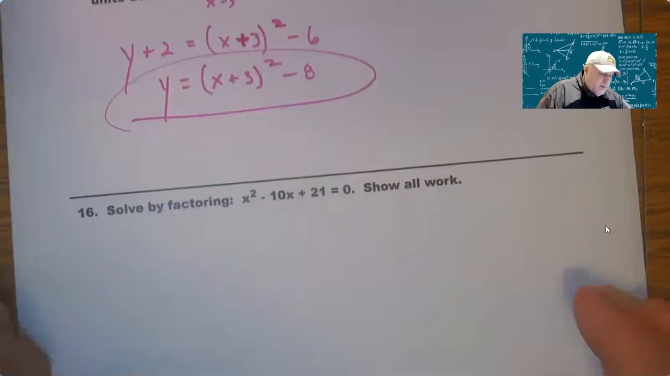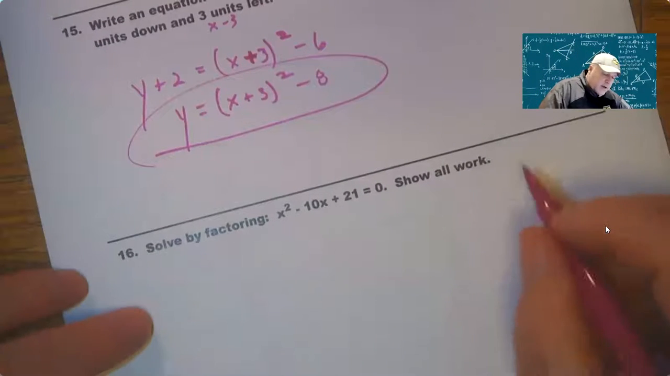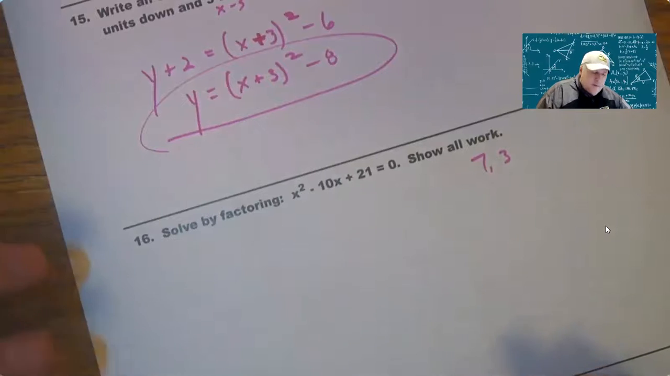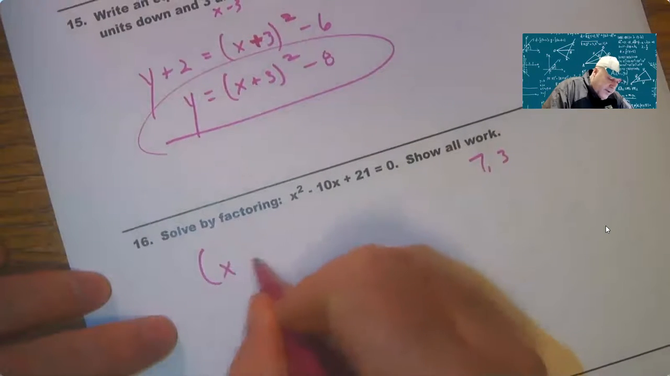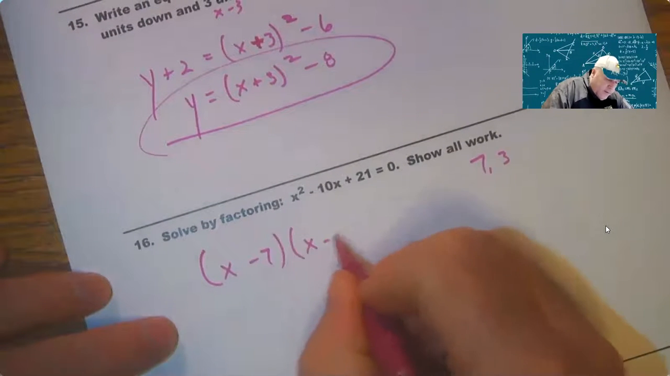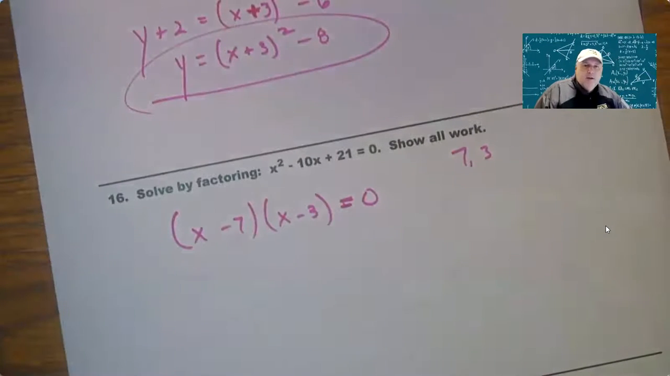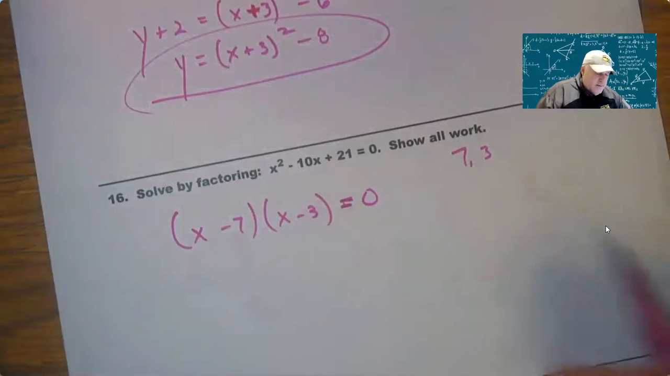Okay, solve by factoring, show your work. So here are your 2 zeros, which you can look up in the math portal. So our 2 factors are x minus 7 times x minus 3. Don't forget a common factor check. I didn't talk about that last time. There is not one here. X times x is x squared.